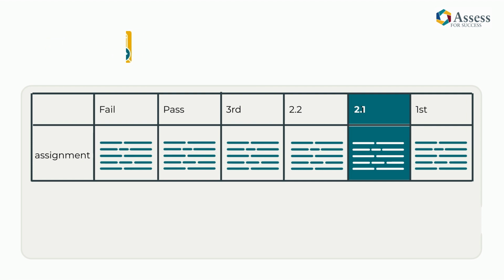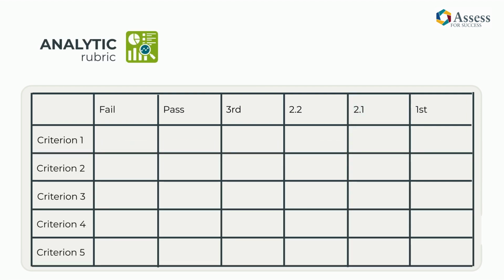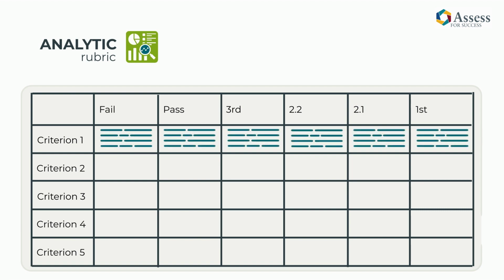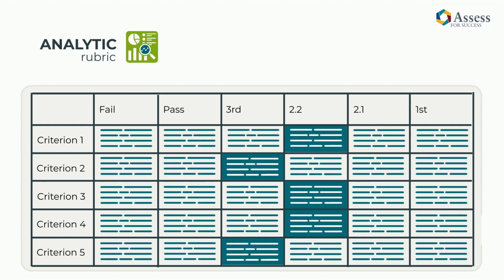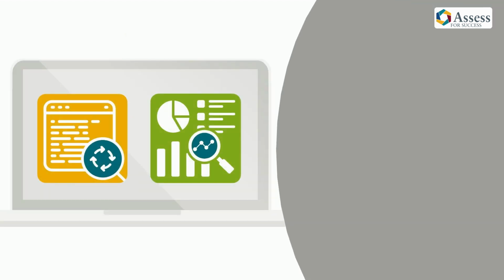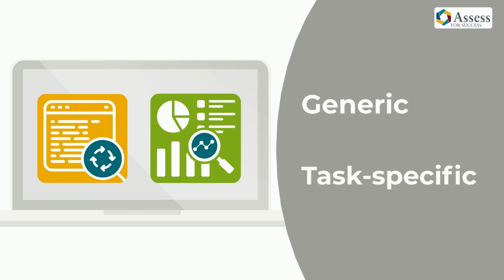By contrast, analytic rubrics provide discrete criteria and more detailed descriptions for each criterion at each level. In this example, the rubric shows the student using a range of criteria and grades where they're doing well and where they might need to improve. Both these types of rubrics can be generic, that is, the same rubric can be used across various tasks, or task-specific. Each rubric only applies to the task type for which it was designed.